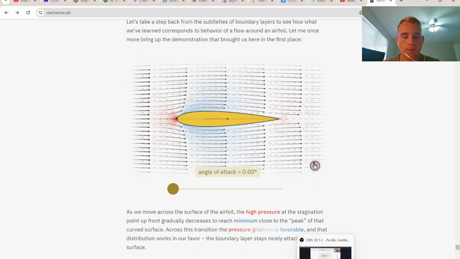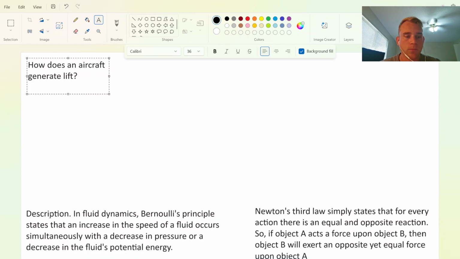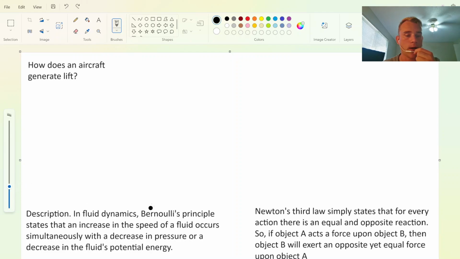So first and foremost, we need to understand two things. This is Bernoulli's principle. In fluid dynamics, and don't let that confuse you, we're simply talking about airflow over a wing, over an airfoil. Bernoulli's principle states that an increase in the speed of fluid occurs simultaneously with a decrease in pressure or a decrease in the fluid's potential energy. Chances are 95% of you just heard that and stopped listening after Bernoulli's principle. No problem. Let's go ahead and draw out an airfoil here.